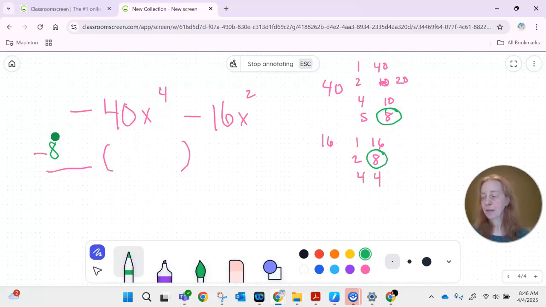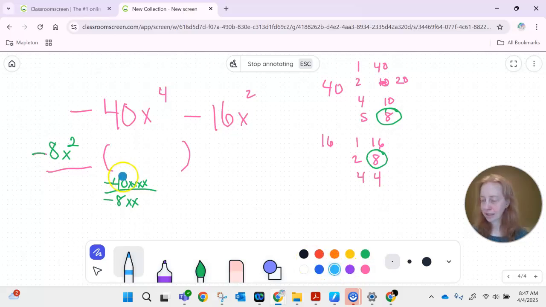Alrighty, next I'm going to figure out, again, what is my smallest number of x's? And instead of actually writing those out, I'm just going to look. Well, 4 is the biggest, 2 is the smallest, so I'm going to pull out the smaller number there. I'm going to pull out an 8x squared. So I pulled my negative out, I pulled my 8 out, and I pulled my x squared out. I'm going to see what goes in here. So negative 40x to the fourth divided by negative 8x squared.